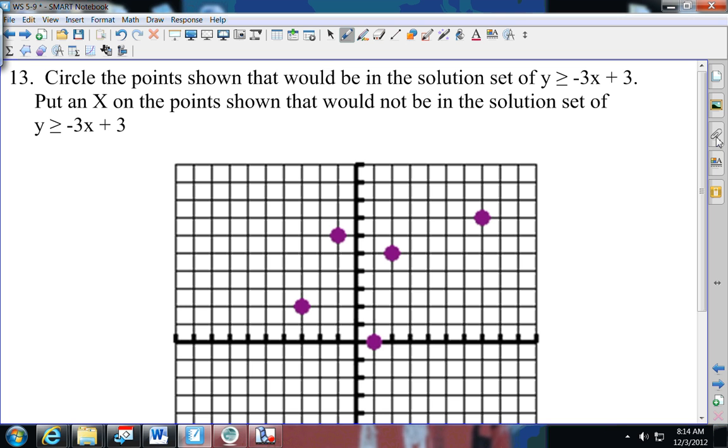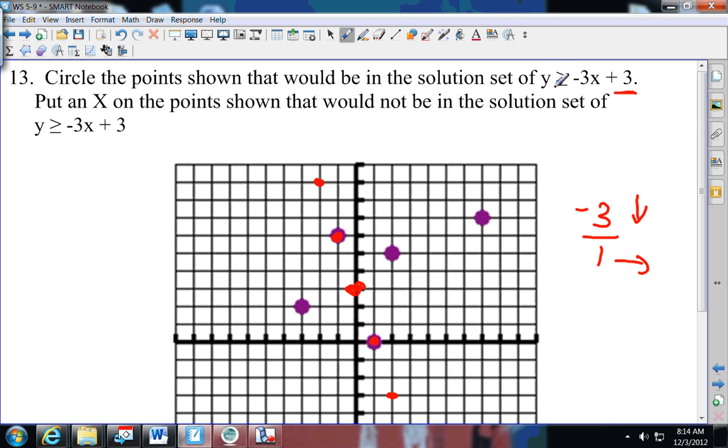So the first thing we need to do is graph this. I'm going to first graph the y-intercept of 3. 1, 2, 3. My slope is -3, which is -3/1. Tells me to go down 3 to the right 1. So I'm going to start here. I'm going to go down 1, 2, 3 to the right 1. I can also go backwards and go up 1, 2, 3 to the left 1.